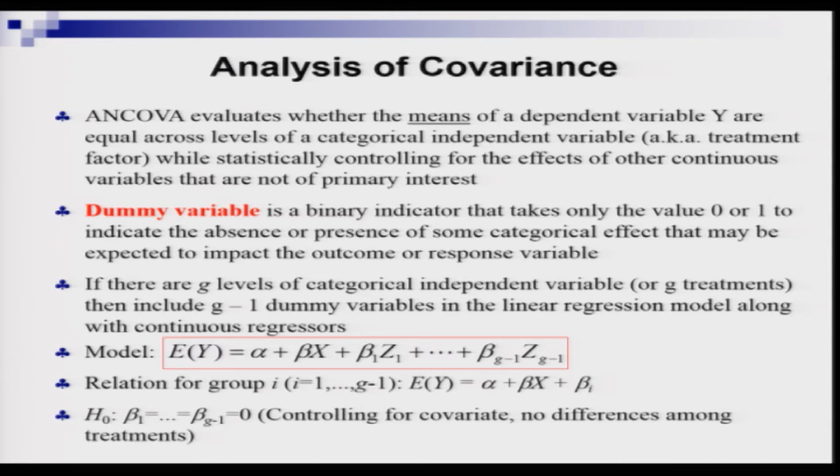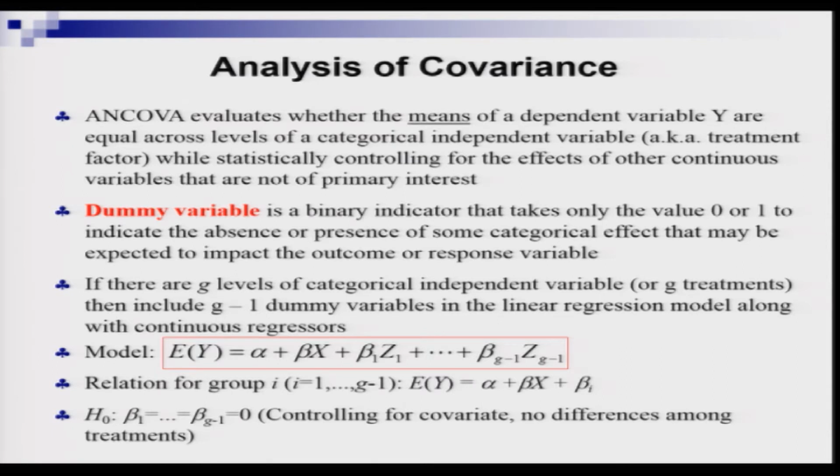So, if you want a definition, then we can express it in simple language by saying that ANCOVA evaluates whether the means of a dependent variable y are equal across levels of a categorical independent variable, while statistically controlling for the effects of other continuous variables which are not of primary interest to the researcher.